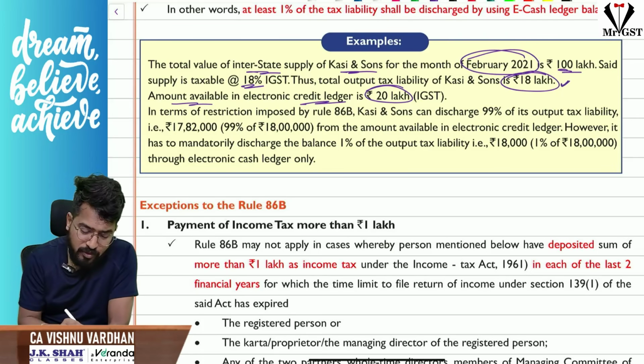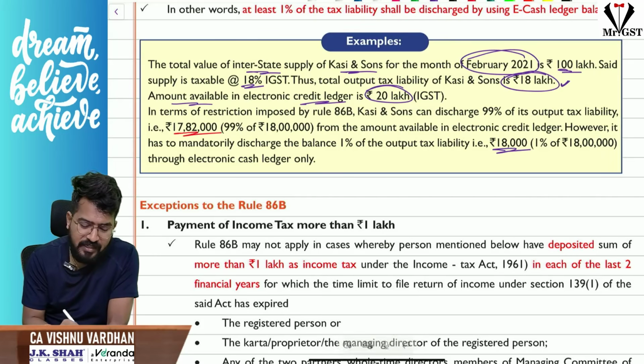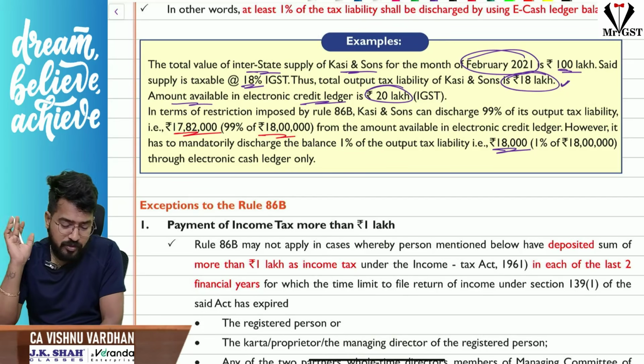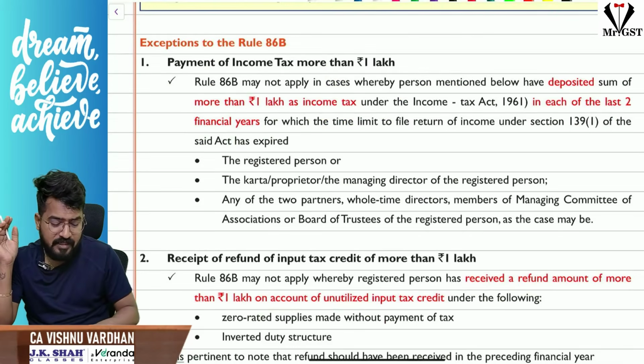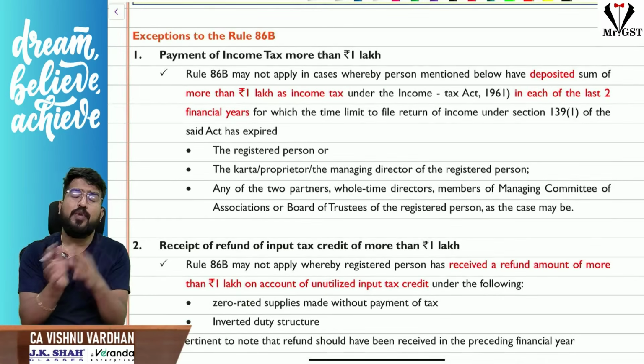So of the 18 lakhs, what they should do, sir, is pay 18,000 at least in cash, and the 17 lakh 82,000 they can use ITC. Okay, so that is the concept. But there are certain exceptions to that rule 86B. What are the exceptions? Like, when you need not follow rule 86B.